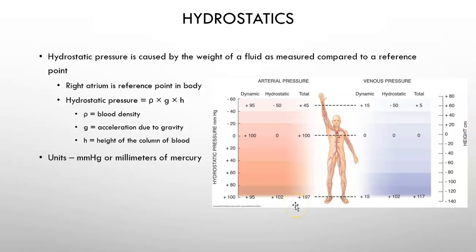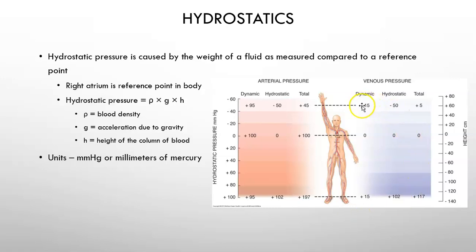And that gives us an increase of 102 millimeters of mercury for a total pressure in the feet of 197 millimeters of mercury. Now if we look at the venous side, there's no dynamic pressure. Once the blood is trying to return, there's some dynamic pressure from the muscles acting on the blood vessels. Hydrostatic pressure is again 102, and the pressure in the veins of the feet now is 117 millimeters of mercury. And so that has to be overcome for the blood to get back to the heart, and we'll talk about how that happens in a little bit.